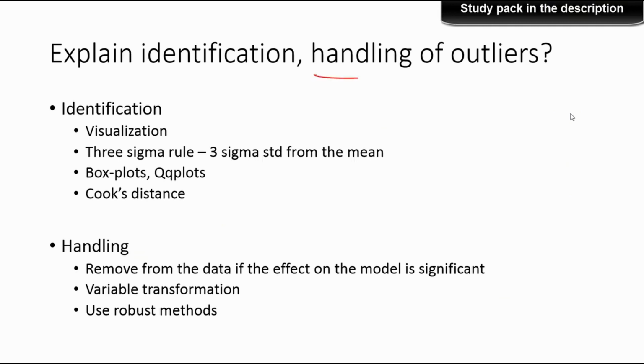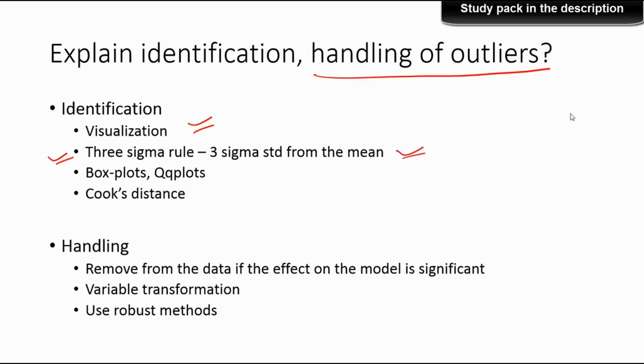Explain identification and handling of outliers. Well, how do you identify outliers? Firstly, through visualization, you plot the data and you will find some data points very different from the other data points. Only a section of data points are at a great distance from the usual data points or most other data points. There could be outliers. Other methods could be to use the 3 sigma rule, like anything that lies beyond 3 standard deviations from the mean can be treated as an outlier.